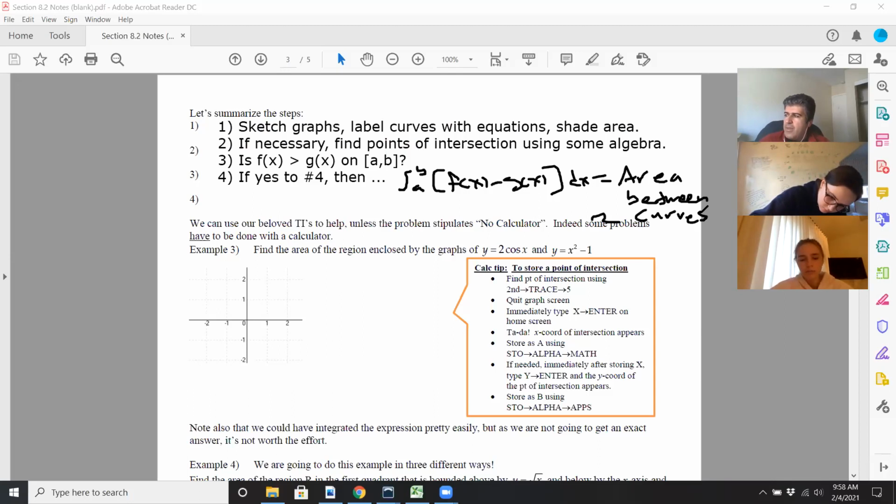Now we are going to encounter situations when one function is higher than the other in some places and lower in others. We're going to talk about that in just a little bit. But let's keep moving here. Now you could use your graphing calculator to kind of help you out.